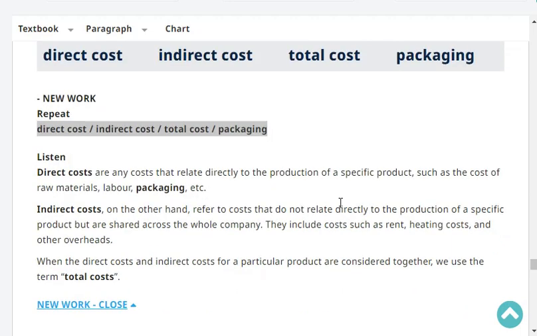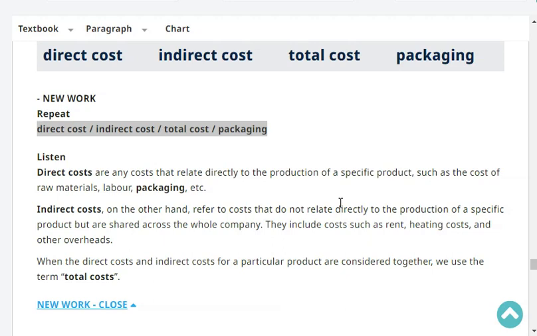Direct costs are any costs that relate directly to a specific product, such as the cost of raw materials, labor, packaging, etc. So that's the direct cost. It affects the product directly.